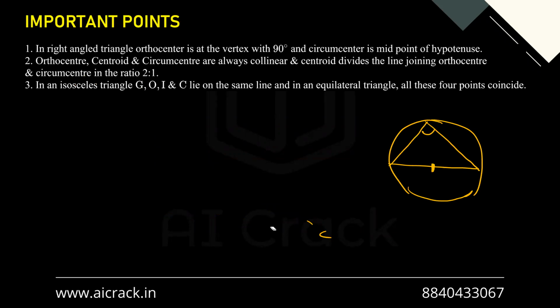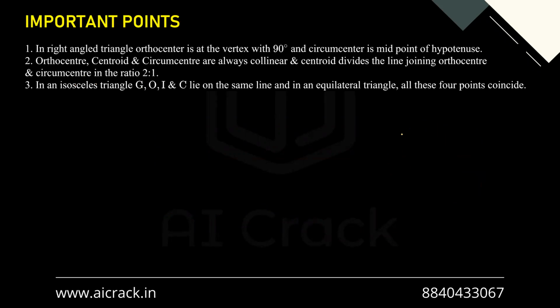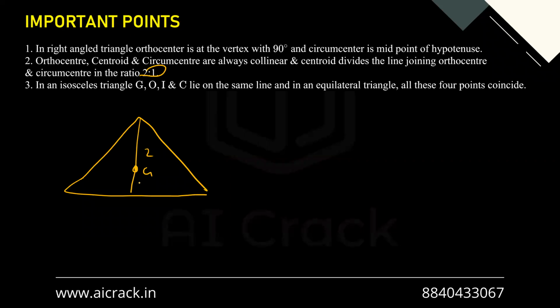Now centroid has a very good relation with the 2:1 ratio, and that is also very useful. We studied that in a triangle, if I draw a median, then the centroid divides the median in the ratio 2:1. Similarly, it's a fact that the orthocenter, centroid, and circumcenter are always collinear, and the centroid divides the line joining O and C in the ratio 2:1. So 2:1 is a very special property for the centroid.